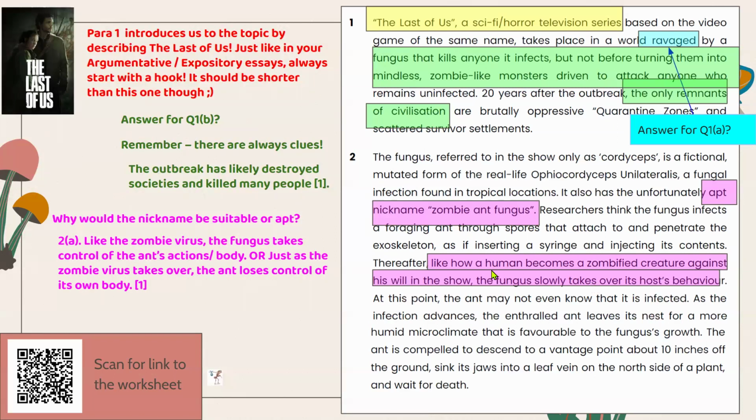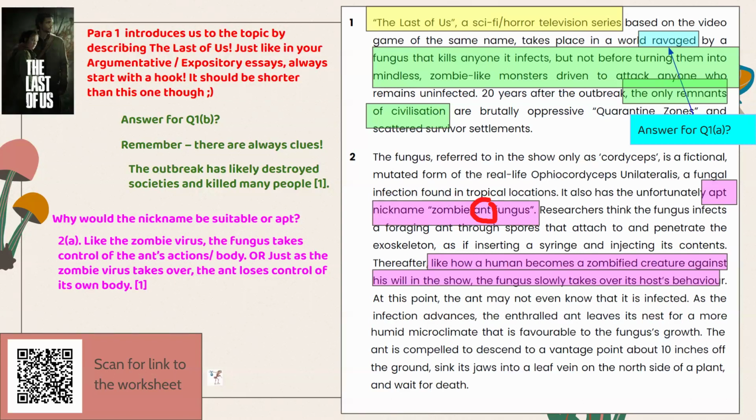So you notice you cannot copy and paste this one exactly, right? This is what I mean, a direct question where you cannot copy and paste everything. You need to tweak it to answer the question, because remember that the question is about the zombie ant fungus, not just zombie fungus. So you need to capture the fact that it takes over the ant's body, right?